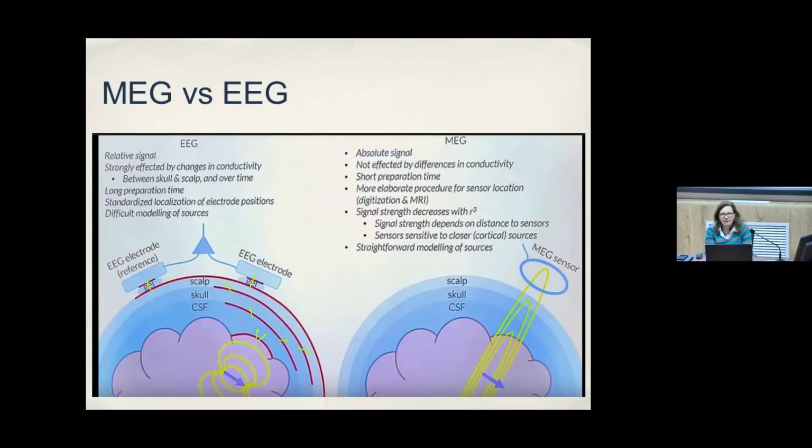And it can be an advantage or it can be a disadvantage. Advantages. Why can it be an advantage that the signal attenuates very quickly?